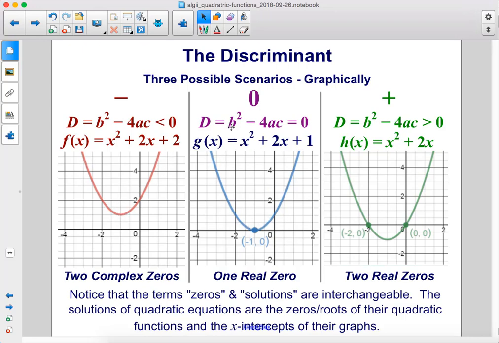In this scenario, the discriminant equals 0, therefore there's one real solution, and you see how that's represented by one intercept there. And the discriminant being positive will have two real solutions there and there. We see an example. Notice that the terms zeros and solutions are interchangeable. The solutions of quadratic equations are the zeros or roots of their quadratic functions and the x-intercepts of their graphs.